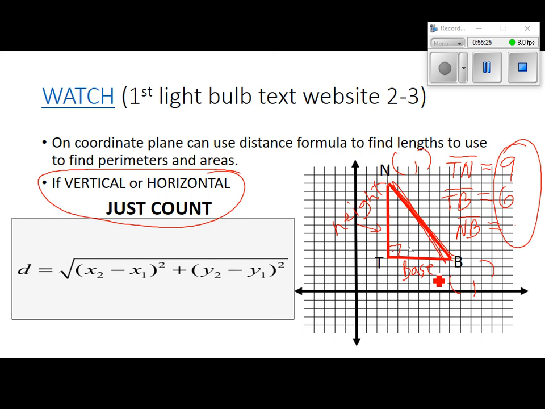Ethan looked at me like I was crazy when I said 0.5, but we switched it. Use either one. Everybody remember the distance formula? Hopefully.